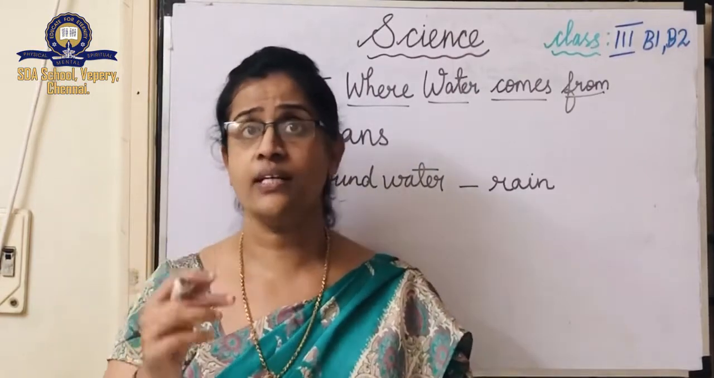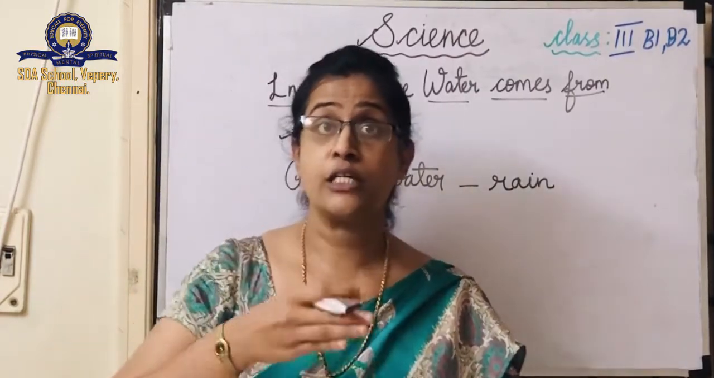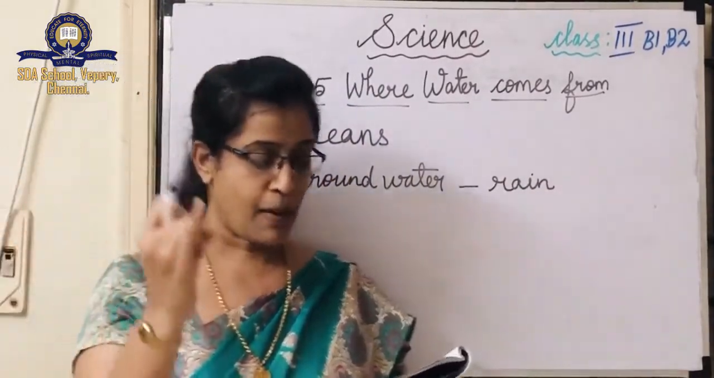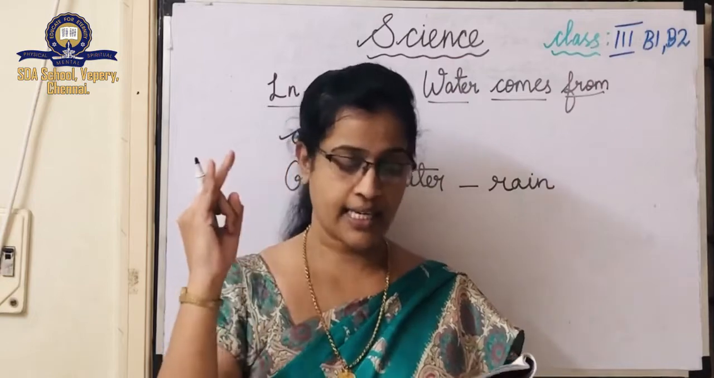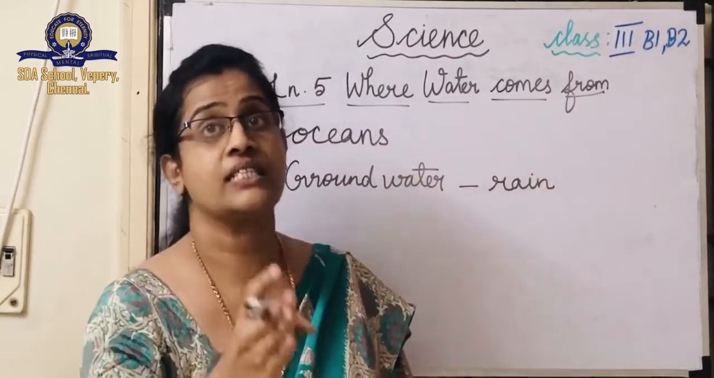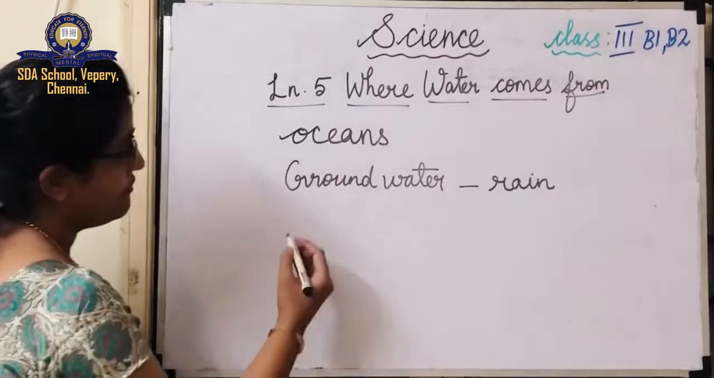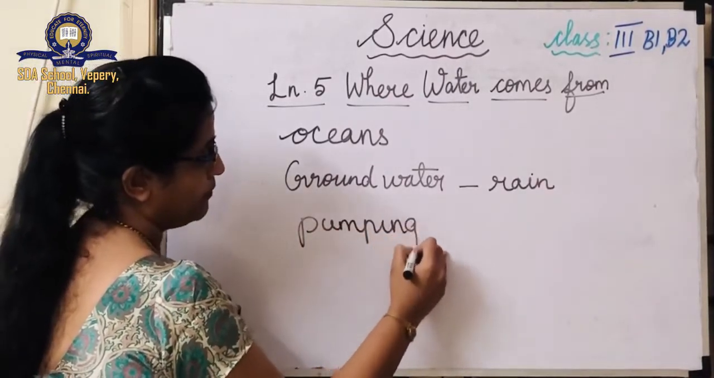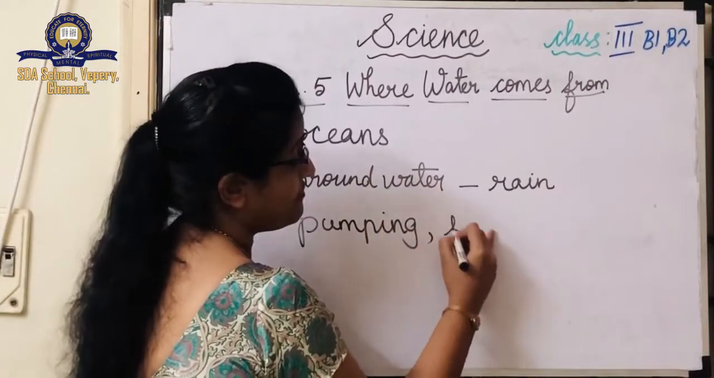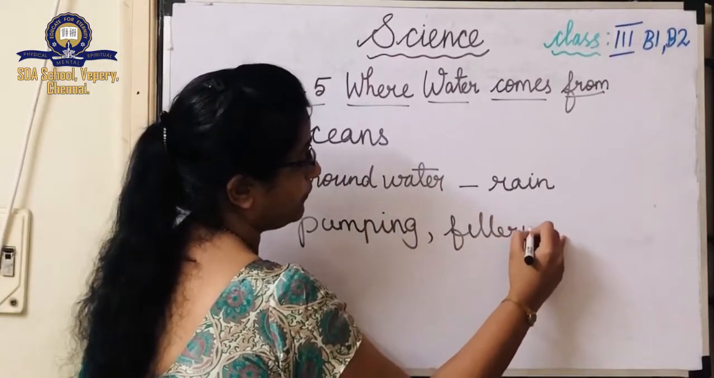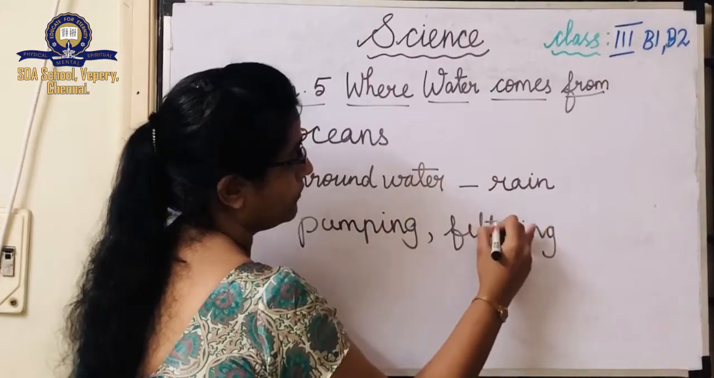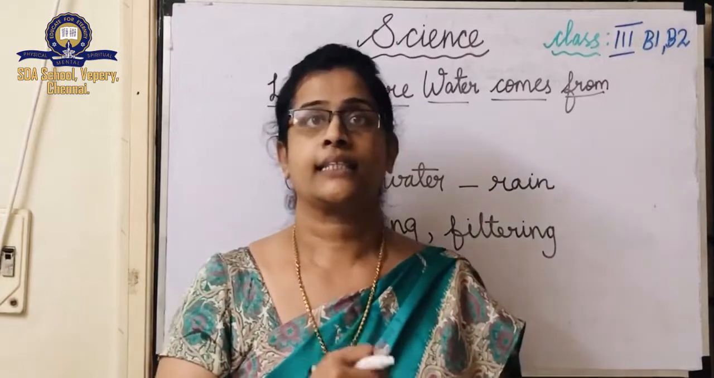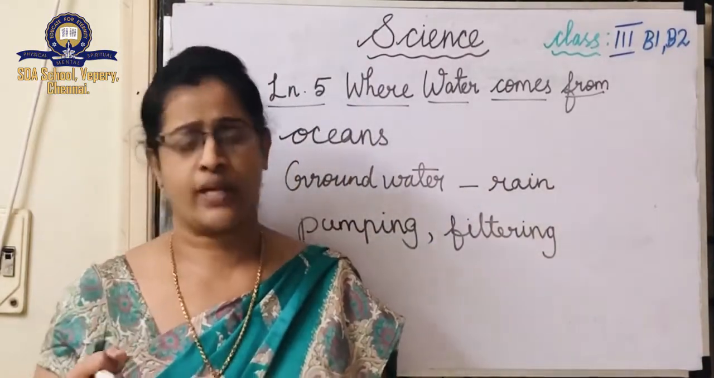First point, it is pumped out of rivers and lakes. Second step, it is then filtered in huge tanks. First pumping, then filtering. What is filtering?